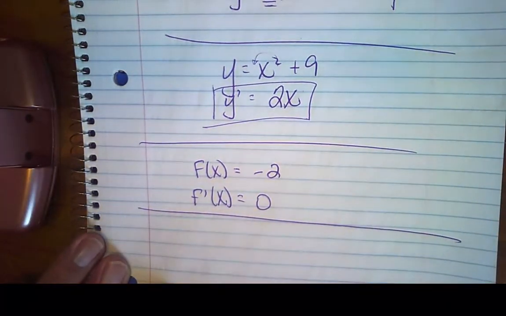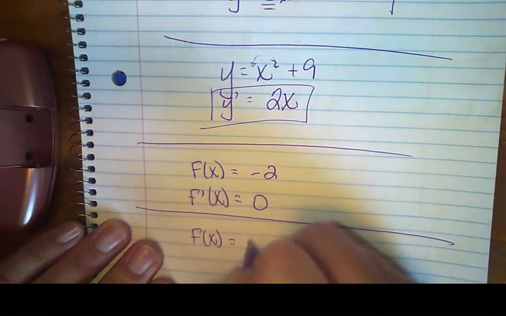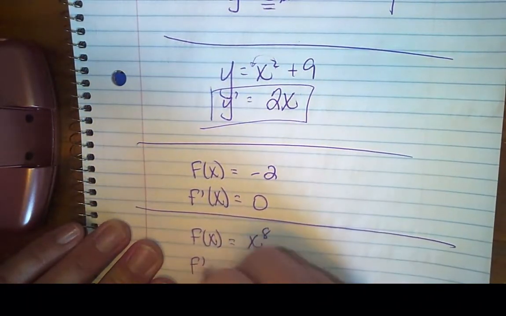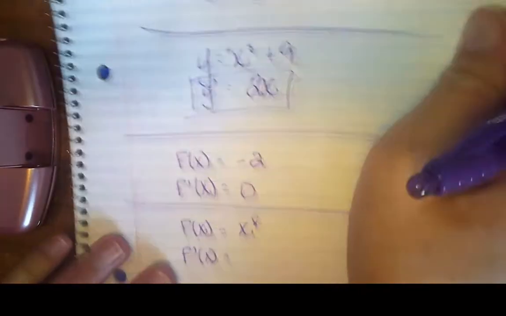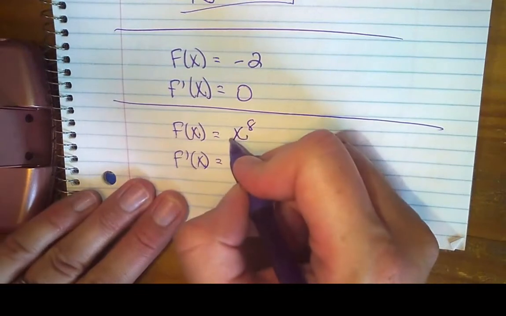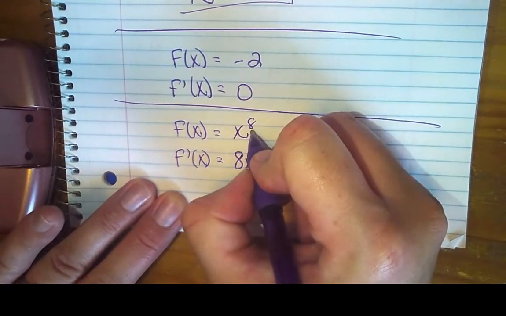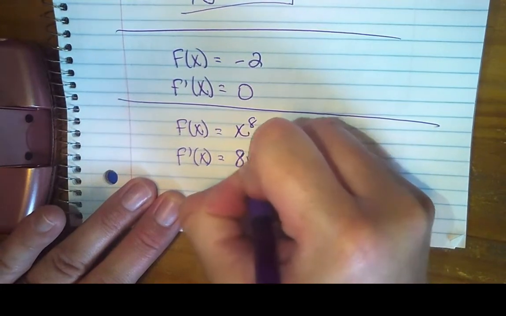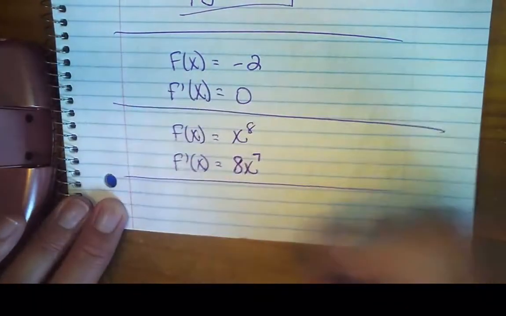So what about if I have something like f of x equals x to the 8th, and I say, please tell me what the derivative is? Okay, so in this case, we're going to drop our exponent out front. So 8x to the 8 minus 1 is 7. 8x to the 7th.